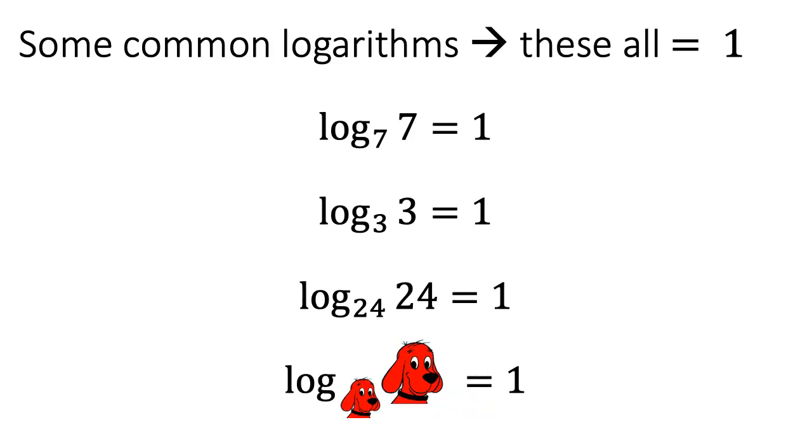They're all equal to 1 because 7 to the first power is 7, 3 to the first power is 3, 24 to the first power is 24, and your dog to the first power is your dog. So log base dog of your dog is 1. That pattern always holds.